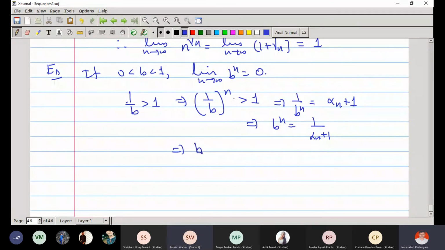Now taking the nth root and applying Bernoulli's inequality, we can prove that alpha n converges to 0. Actually, no, we want to prove that b raised to n tends to 0, right? So therefore b is equal to 1 upon alpha n plus 1. Alpha n is positive actually. This is 1 by n, but then there is a problem.